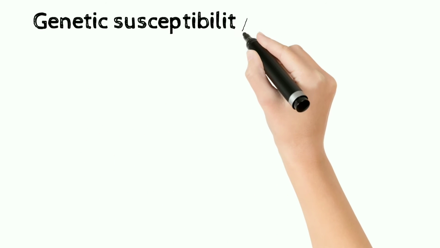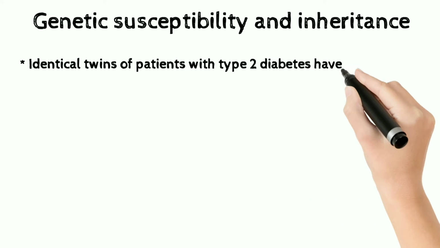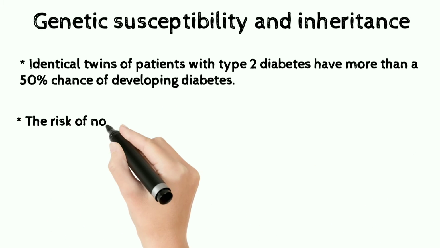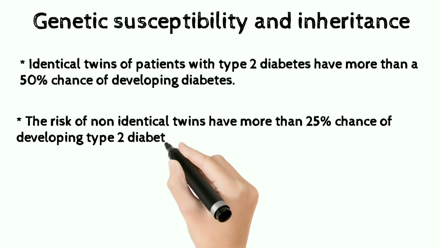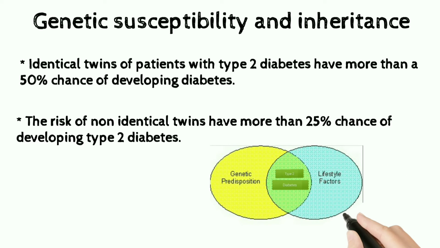When we go through genetic susceptibility and inheritance, the identical twins of patients with type 2 diabetes have more than 50% chance of developing diabetes mellitus, and non-identical twins have more than 25% chance of developing type 2 diabetes. But remember, the strongly genetically predisposed diabetes is type 1.